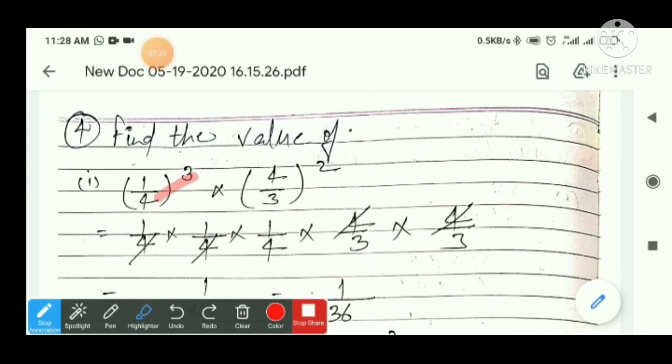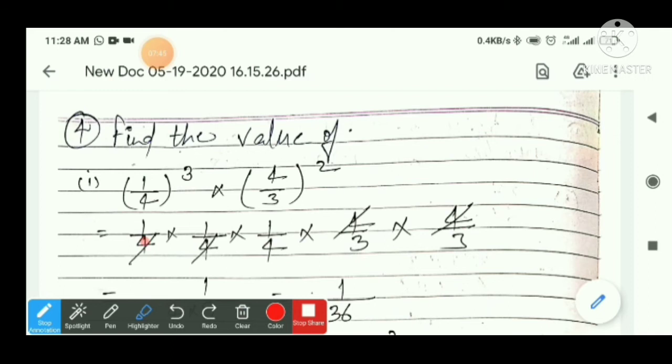Because the power is 3, we will multiply 3 times: 1 upon 4 multiply 1 upon 4 multiply 1 upon 4. And now we will write the sign of multiply. Then 4 upon 3 will be multiplied how many times? 2 times, because the power is 2. 4 upon 3 multiply 4 upon 3.